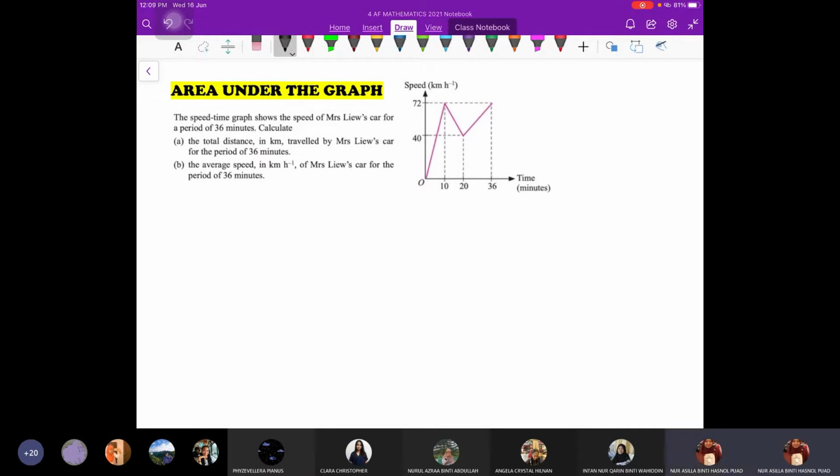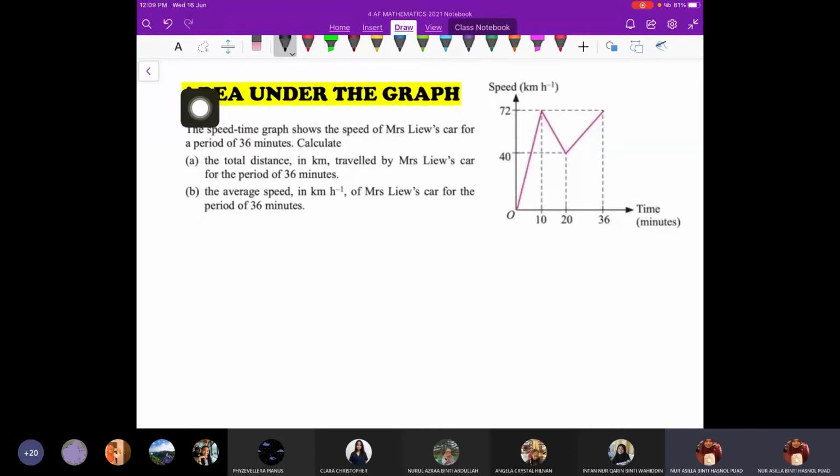Okay, so kita akan buat ni satu soalan ni. And then we'll see how you apply. Betul atau tidak. Okay, so area under the graph. The speed time graph. So area under the graph mesti melibatkan speed time graph. Cannot be distance time.